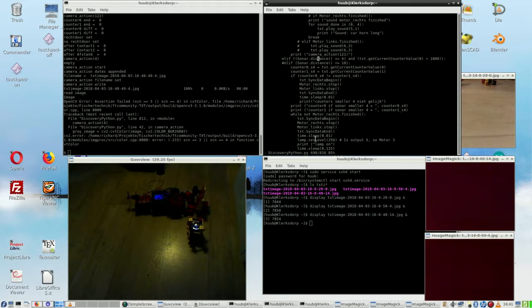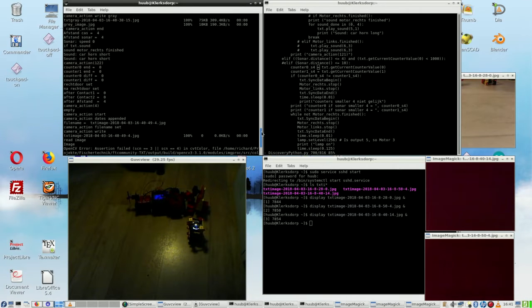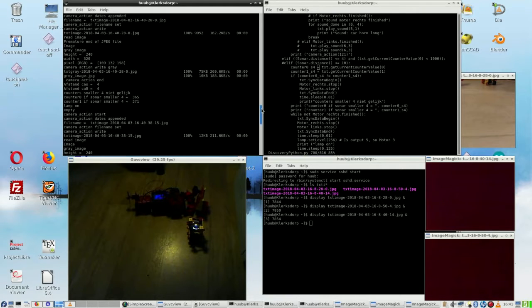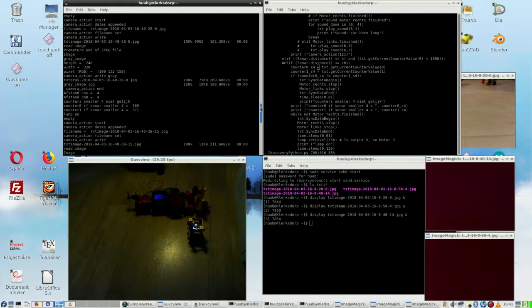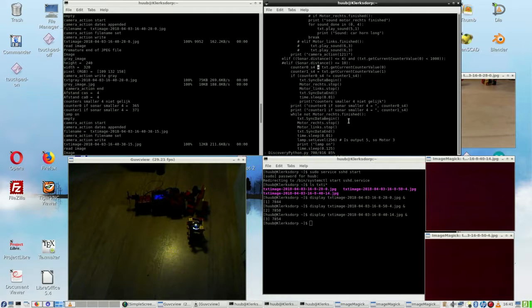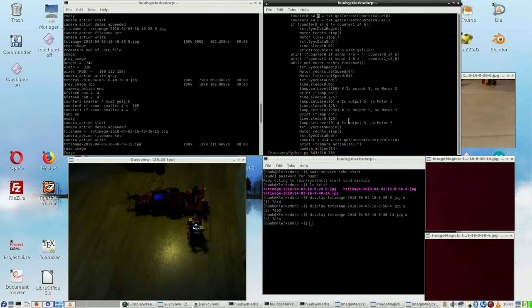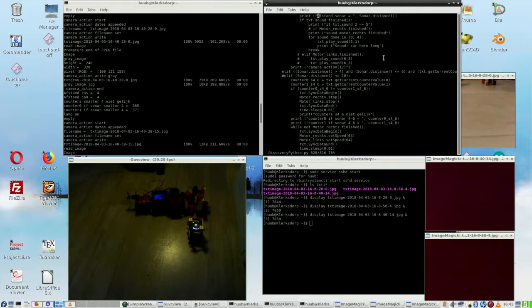So, provided that the sonar works, why doesn't it stop at any distance between 60 or 65 as it started and 4? That is strange. Very strange indeed.